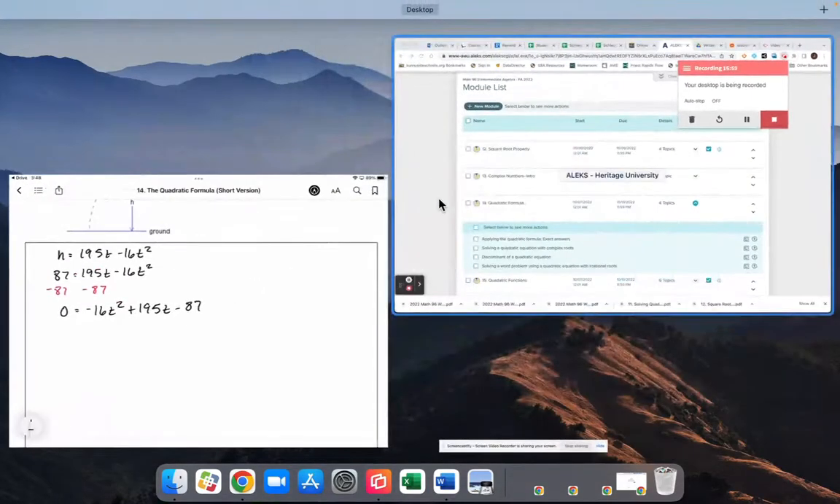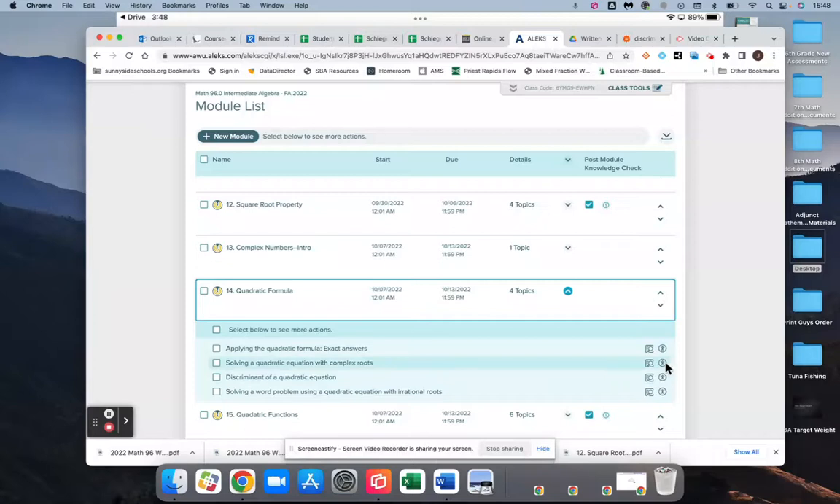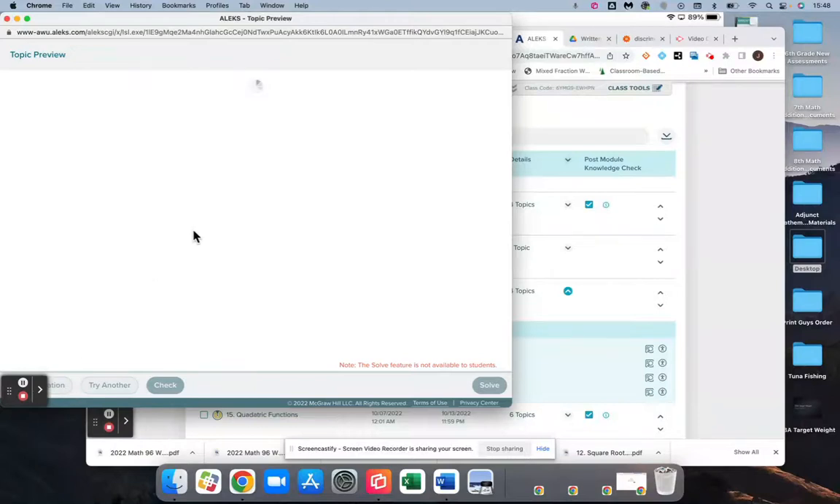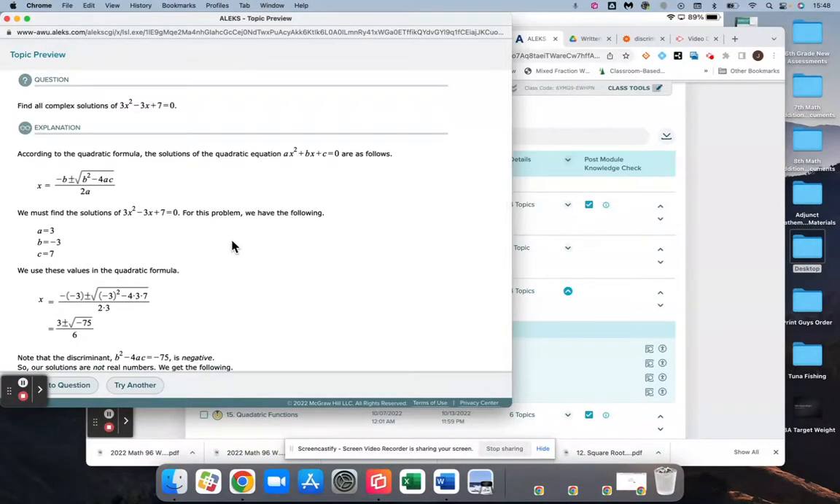I'm going to call up something from Alex that will have the quadratic formula in it for me because, again, I choose not to memorize the silly thing because I know I can find it. So we've got our a term is negative 16, b is 195, c is negative 87. So x is equal to negative b plus or minus the square root of b squared minus 4ac, all over 2a.